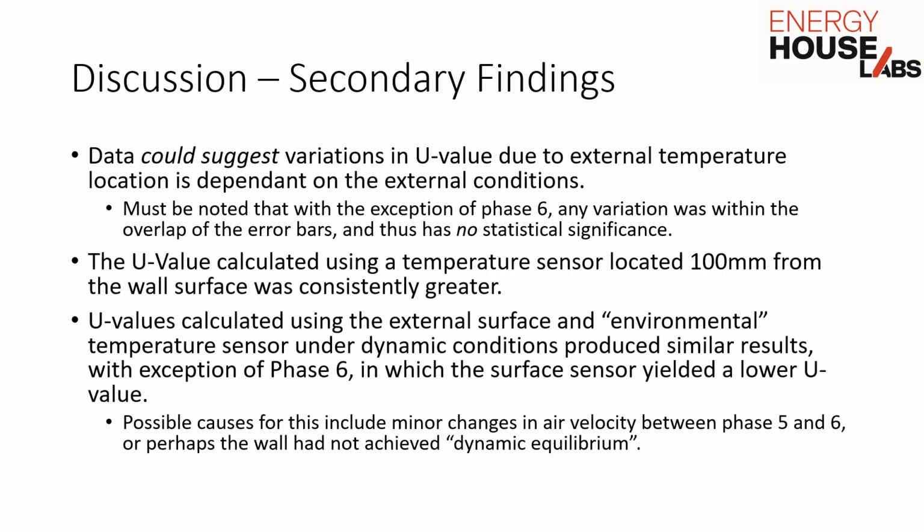Some secondary findings, which require further investigation through repeated testing, are as follows. The data could suggest variation in U value due to external temperature sensor location is dependent on the external conditions. The sensor located 100 mm from the wall consistently yielded a greater U value, typically by 4%. The U values calculated using the surface and environmental temperature sensors yielded a similar result under dynamic external conditions, with the exception of phase 6, whereby the external surface temperature yielded the lowest U value. This is likely due to minor changes in the air velocity, or that the wall had not achieved a state of dynamic equilibrium.